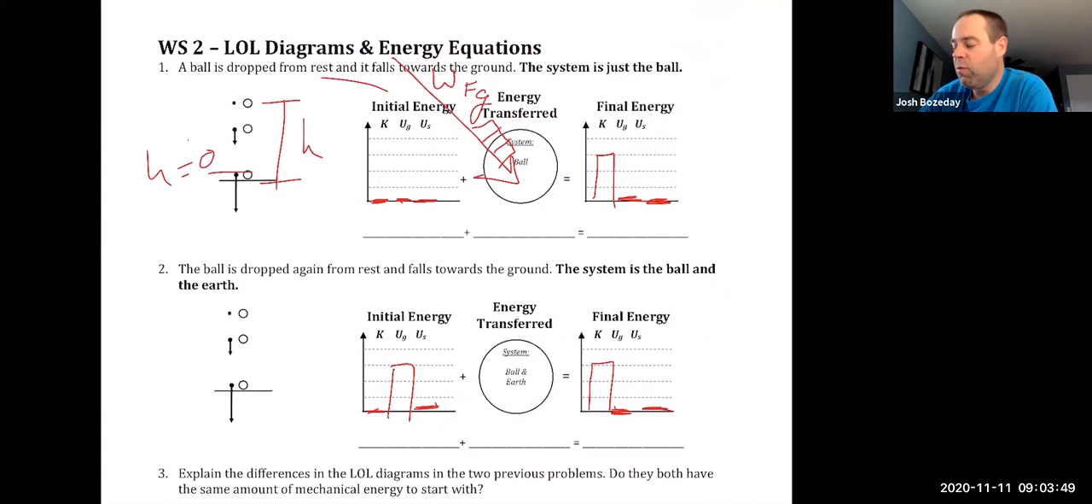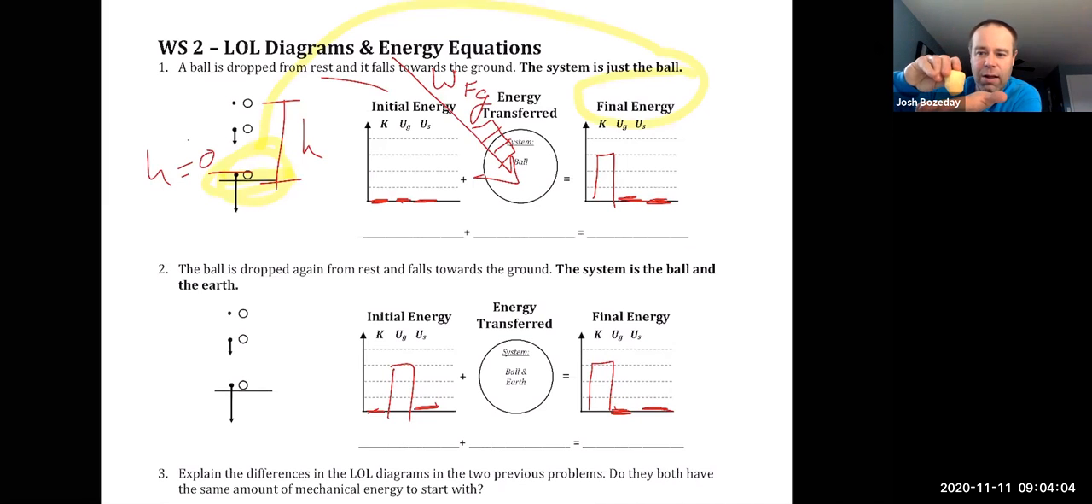Sure. But the way we think about this is, this final moment is just before it hits the ground. So if everyone can look in my little square, if my hand is the ground and this is the ball, how high is it above the ground right now?